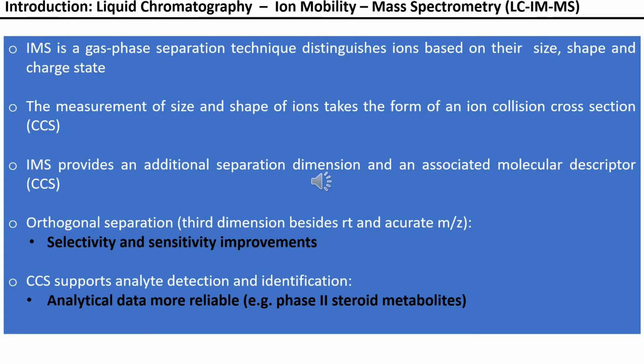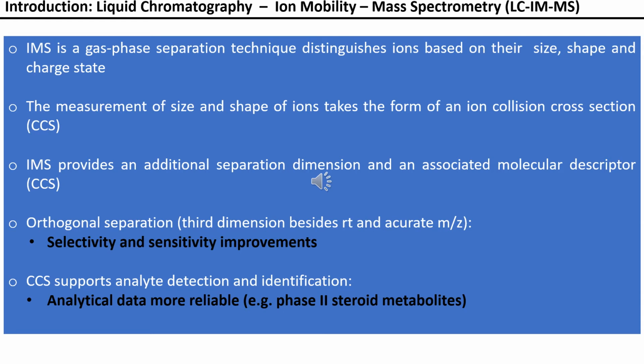Due to these limitations presented in the previous slides, ion mobility can be used as a straightforward analytical tool to reinforce the metabolite annotation. Ion mobility spectrometry is a gas phase separation technique that distinguishes ions according to their size, shape, and charge state. Ion mobility spectrometry separations occur post-ionization in a defined mobility separation region filled with buffer gas.